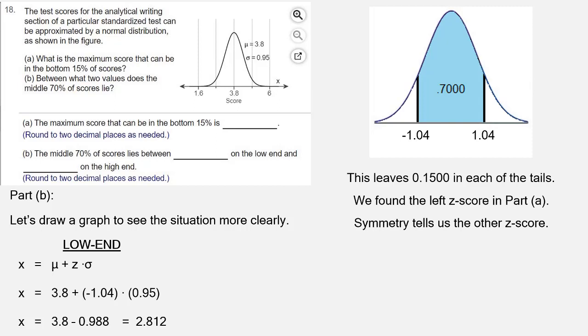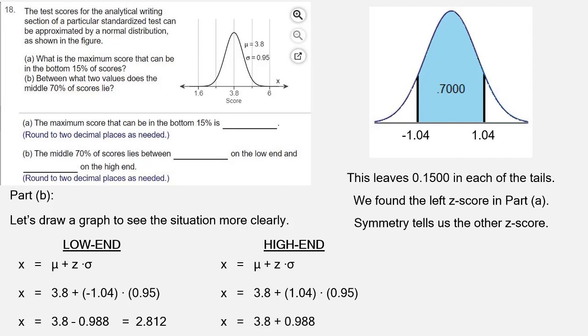For the high end of the middle 70%, we use the same formula, but now the z-score is positive 1.04 when we insert it into our formula. Multiplying that, we get 3.8 plus 0.988, which ends up being 4.788. So these values are supposed to be rounded to two decimal places. So the two scores are going to be 2.81, which is the low score, and the high score is 4.79. Those are your solutions, and that's your answer.